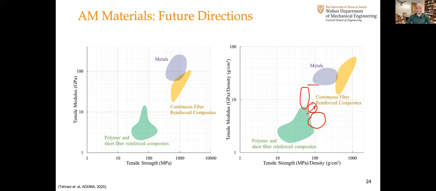So it'd be really nice if we can someday just fill up this space, because these composites are much cheaper than continuous fiber composites, and they can be made really, really fast and low energy. So that's all I have.